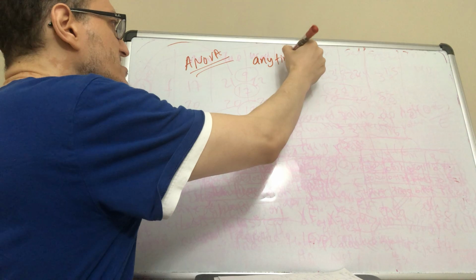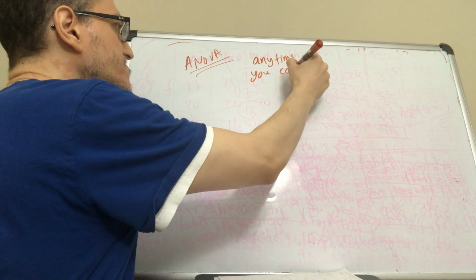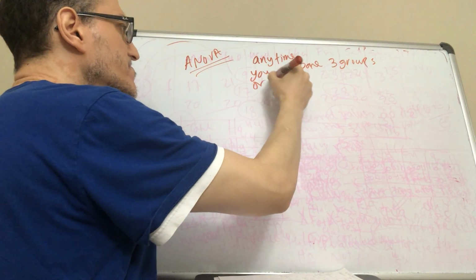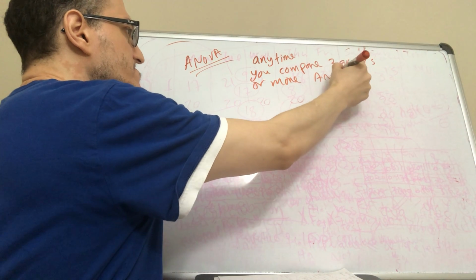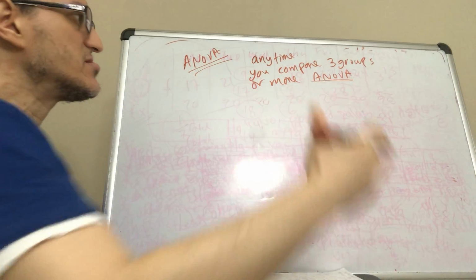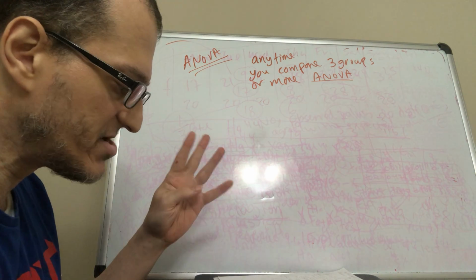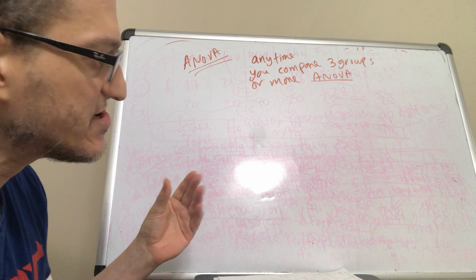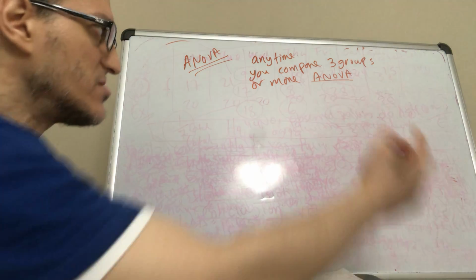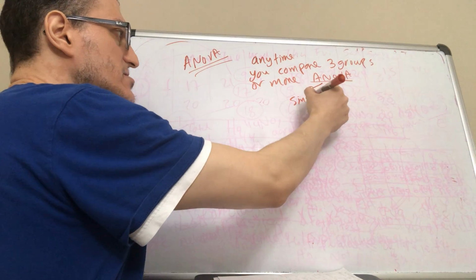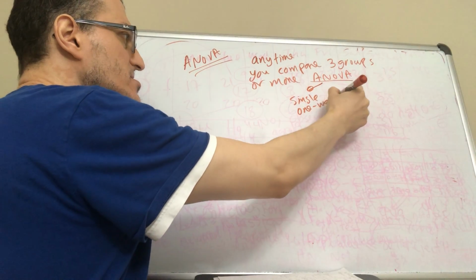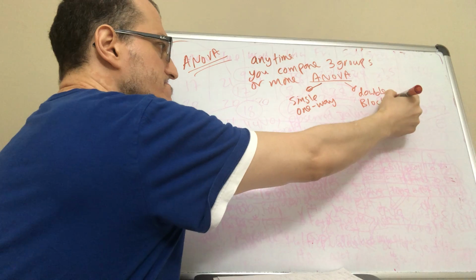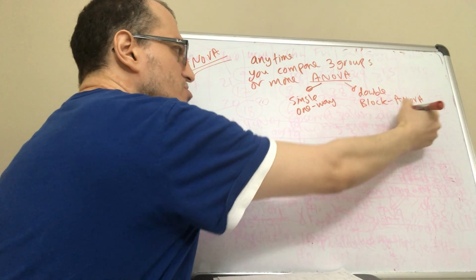Anytime you compare 3 groups or more, we use ANOVA. So basically, ANOVA is used when you compare 3 groups or more. And here we're comparing for ANOVA. But the only thing left is you need to determine whether this is double ANOVA or single ANOVA. So single, also called one-way ANOVA, or is it double ANOVA, or block ANOVA, or two-way ANOVA.